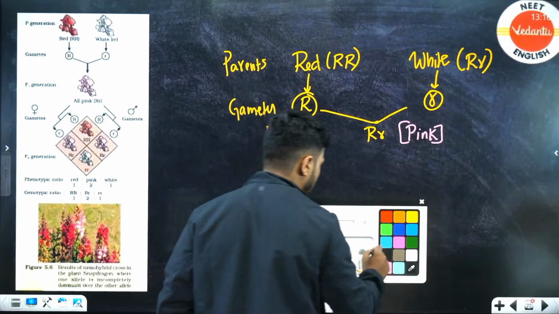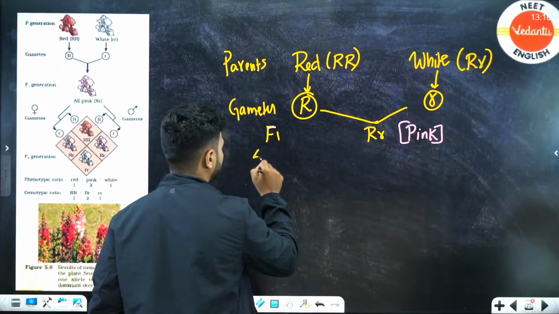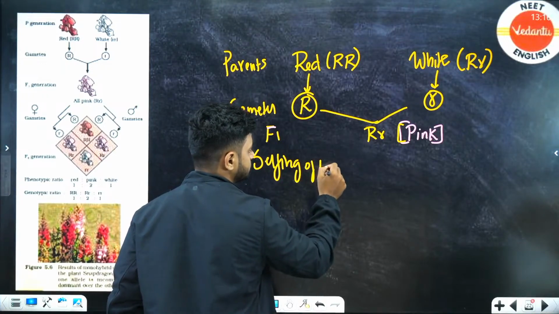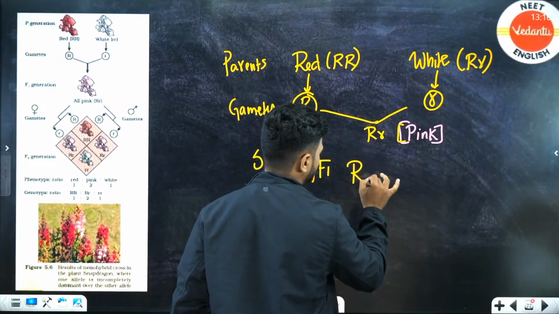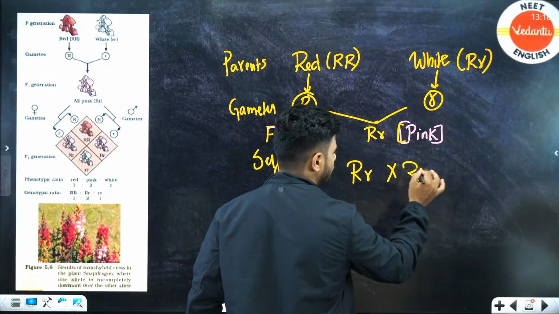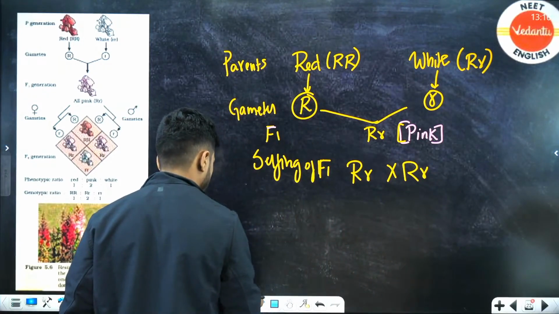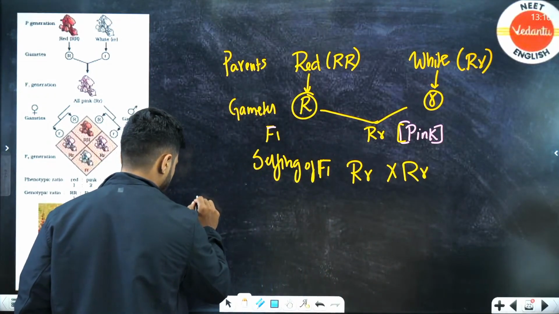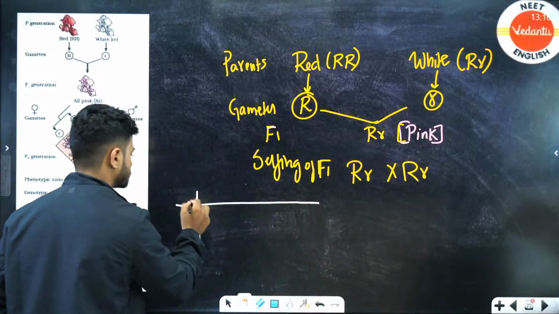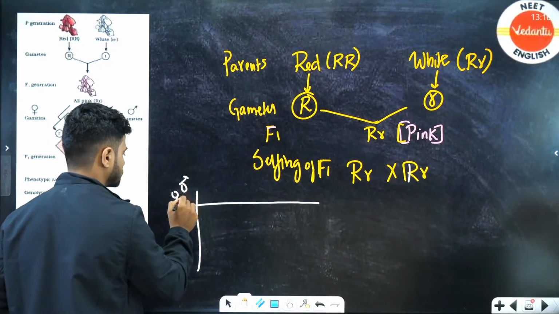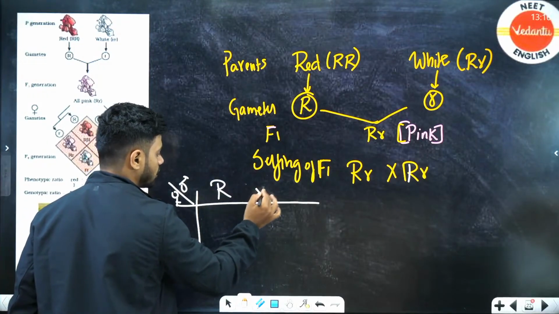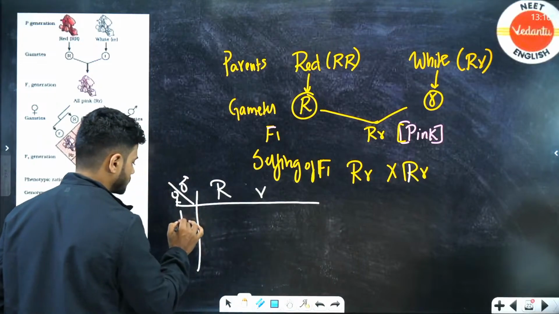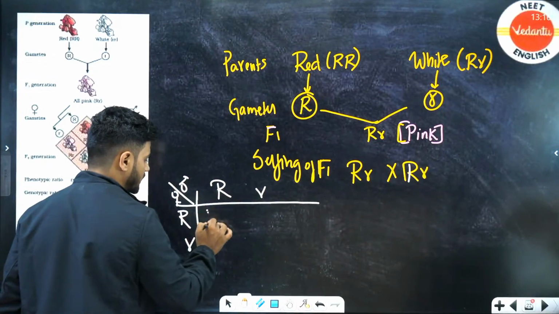Now let's do selfing of F1, that is capital R small r into capital R small r. Okay, let's do it here with a Punnett square. Capital R small r, capital R small r. What do we get?